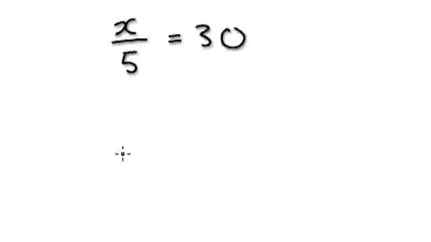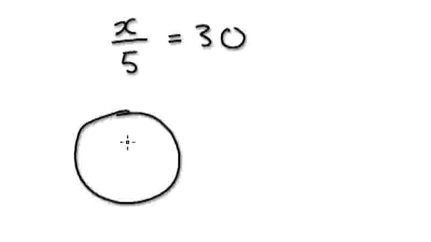Okay, let's continue with our practice here. Suppose you've got this here, x over 5 equals 30. Remember, on the left hand side, x over 5 means this. You've got the whole of something, and then you divide it into 5 equal pieces. Okay?